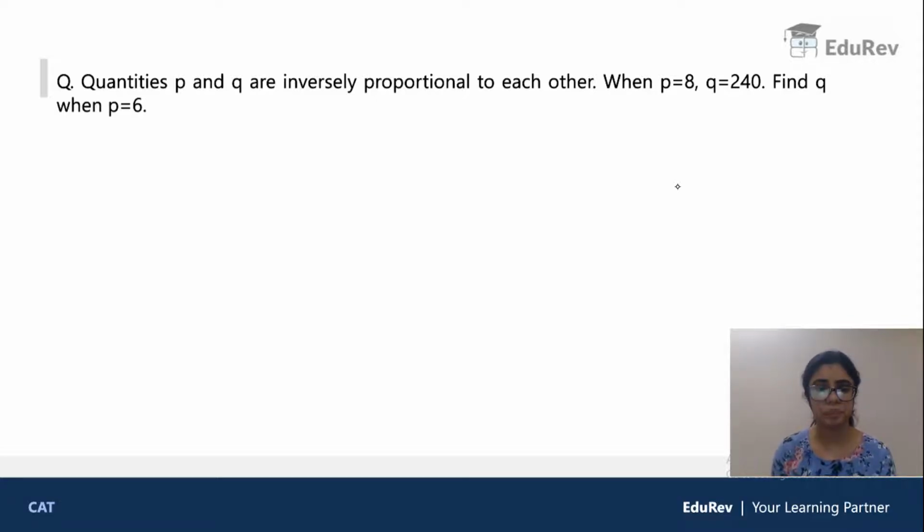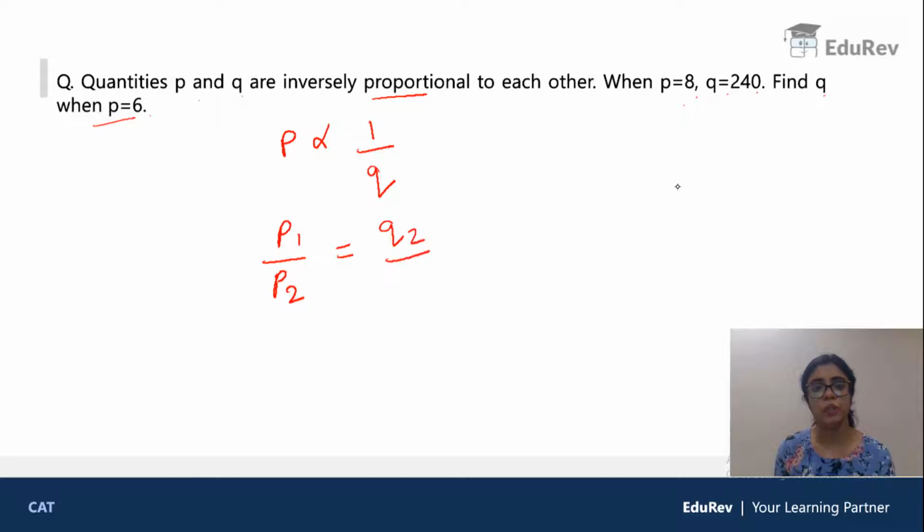What does it say? It says quantity P and Q are inversely proportional to each other. So P inversely varies with Q. When P is 8, Q is 240. Find Q when P is 6. Okay? So basically if I ask you what is P1 upon P2, because it is inverse variation, it will be equal to Q2 upon Q1. A lot of students make mistake here. So make sure you don't make a mistake in this case.